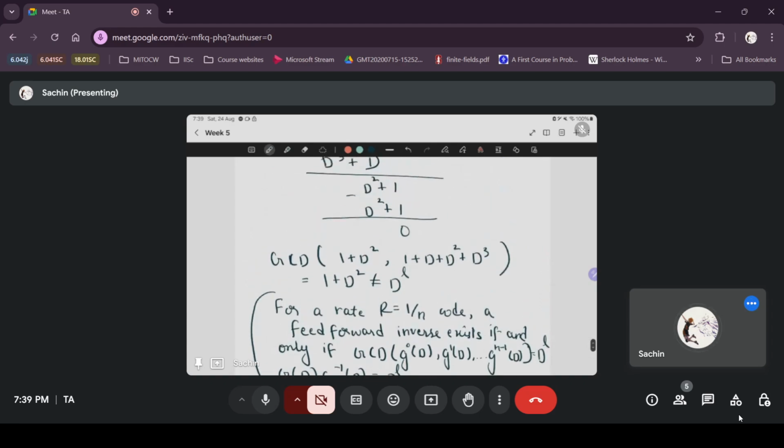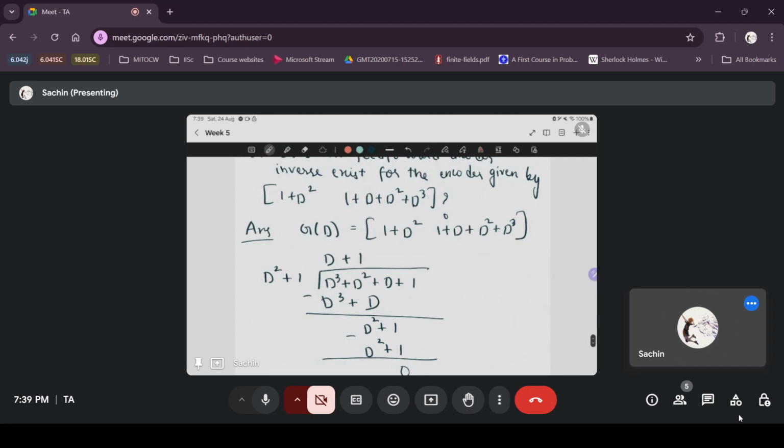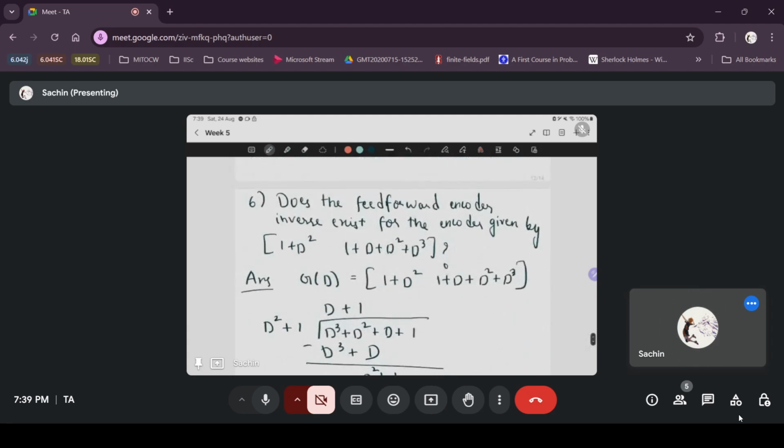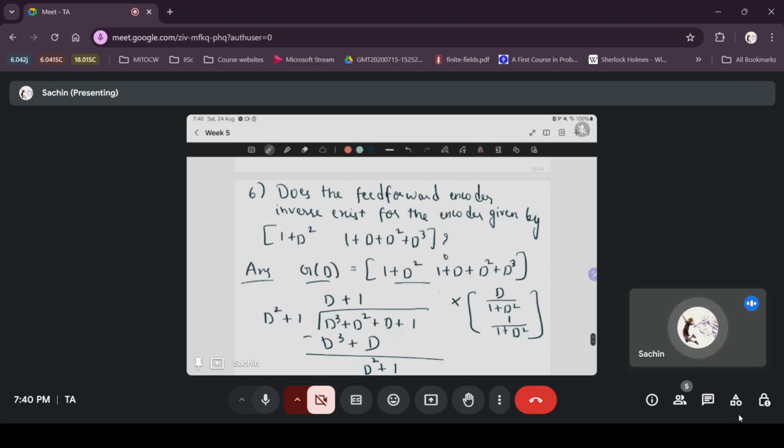So the person who had done that has actually written that an inverse exists and has given the inverse, but he has said that it's not a feed forward inverse because it is of the form d over 1 plus d square, 1 over 1 plus d square, right? So what do you get? G of d times this. It will be d over 1 plus d square into 1 plus d square, which is d, plus the product of these two terms, 1 over d square into 1 plus d square plus d cube. But we saw that 1 plus d square plus d cube divided by 1 plus d square is nothing but d plus 1, the quotient. So we'll get d plus 1, which is nothing but 1.